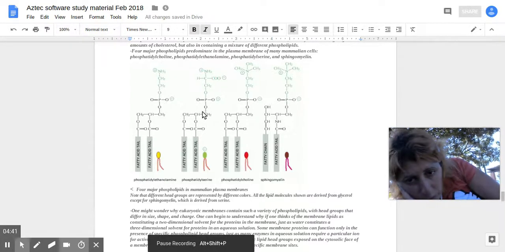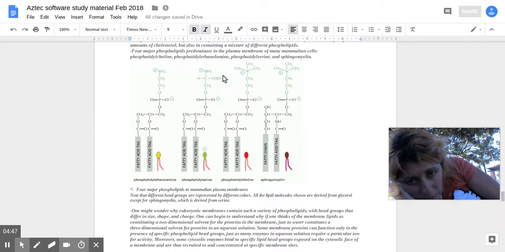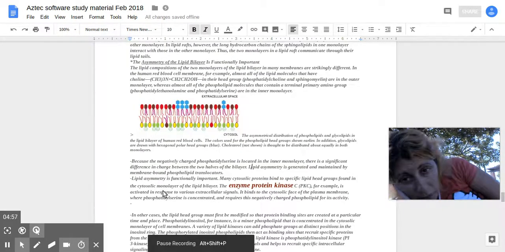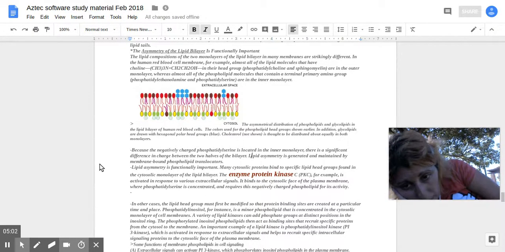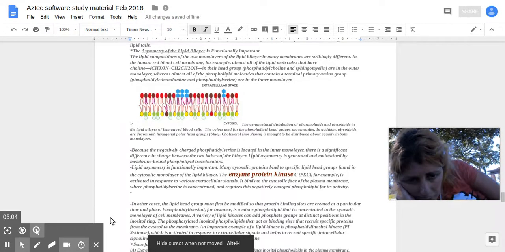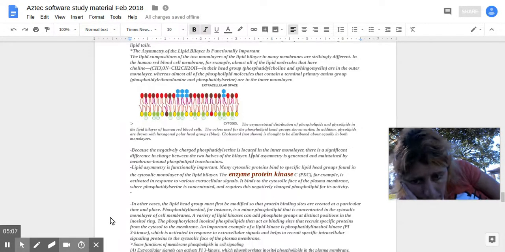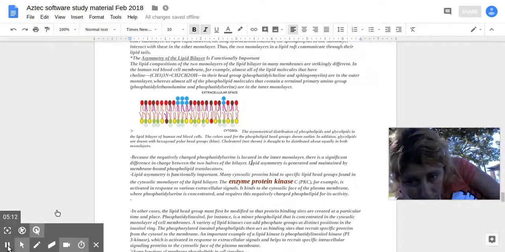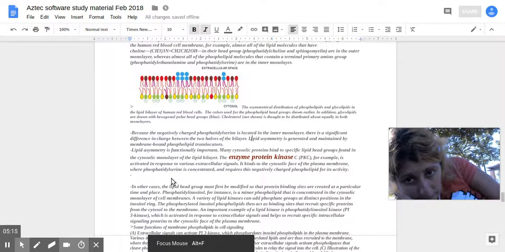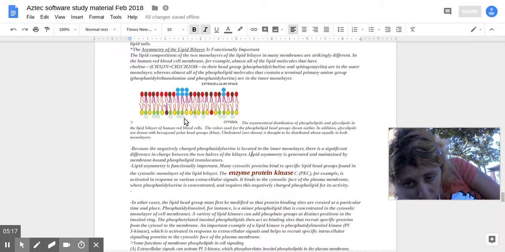So the first two are a little bit smaller in their head groups, while the second two are a little larger, bulkier molecules. The cholesterol molecule is distributed about evenly in both monolayers. So the inner membrane is more negative. So the cytosolic face of the membrane is more negatively charged.